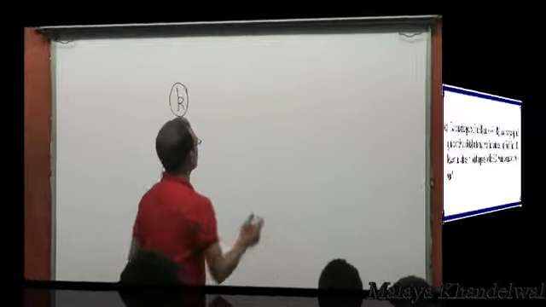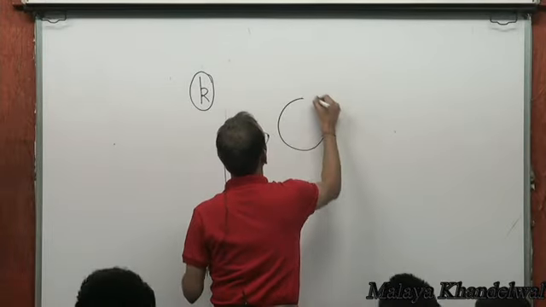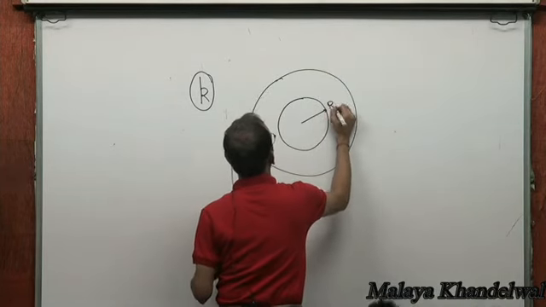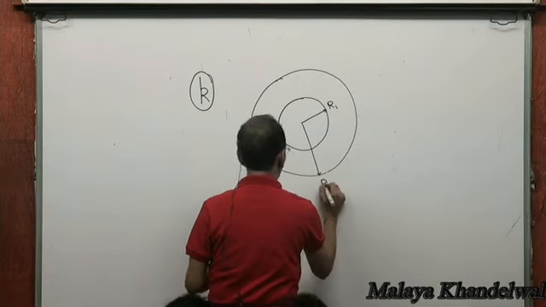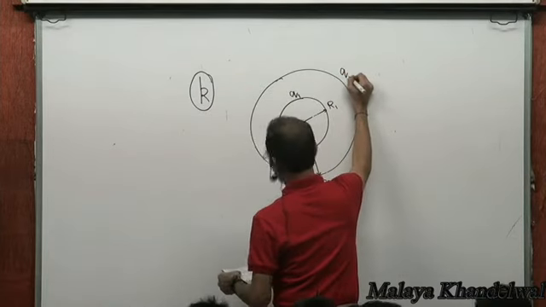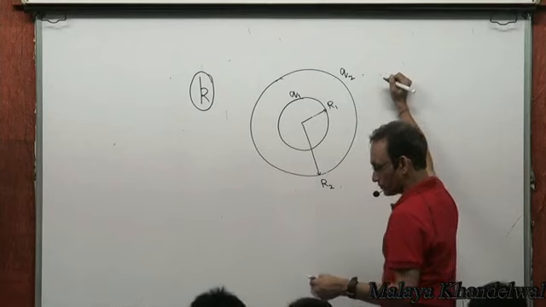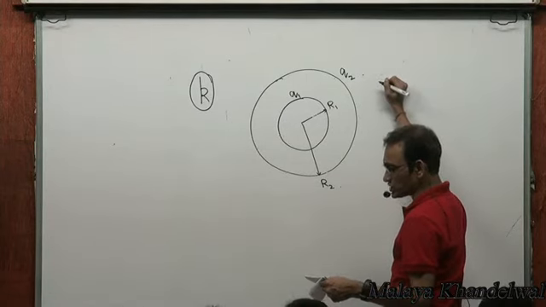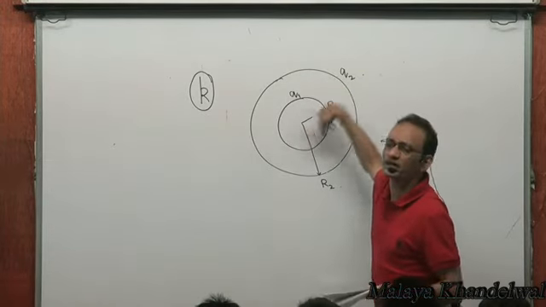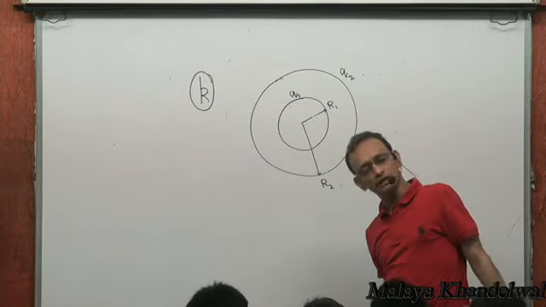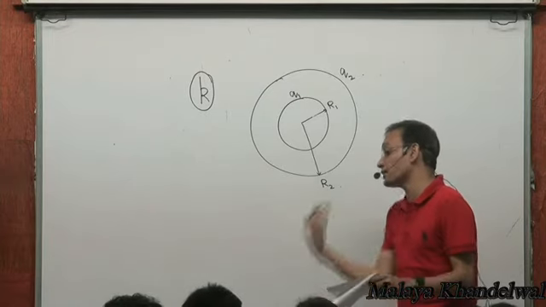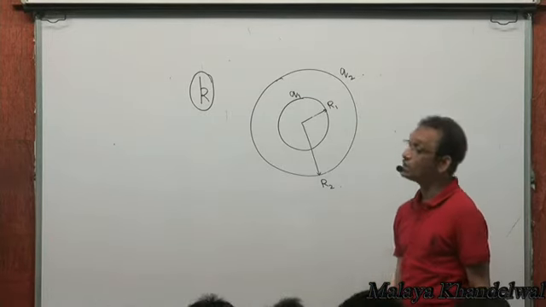Two concentric spheres of radii r1 and r2 have charges q1 and q2 distributed over their surfaces. Find the potential difference between the two surfaces. Let me also assume that these are conducting shells. Even though it's not given, not for the first part of the problem but for the next part, we will have to assume that they are conducting.